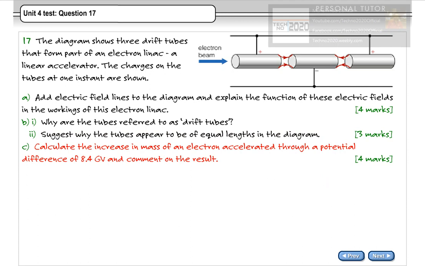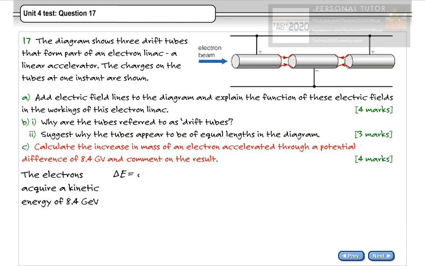In part C, it seems rather obvious, but it is worth stating that the electrons acquire kinetic energy of 8.4 giga-electron volts. However, you will probably get the mark for using 8.4 giga-electron volts in your calculation.